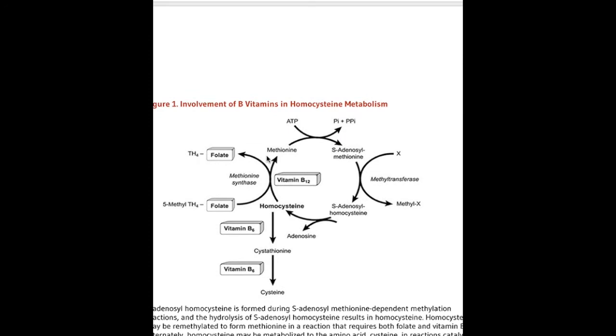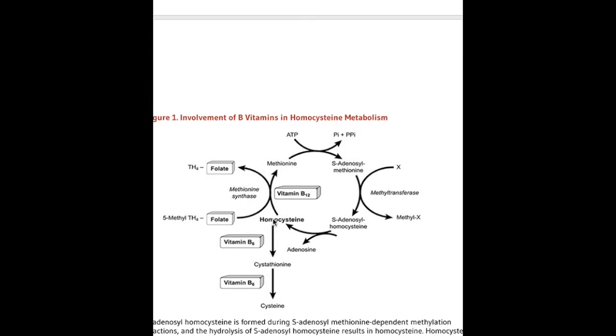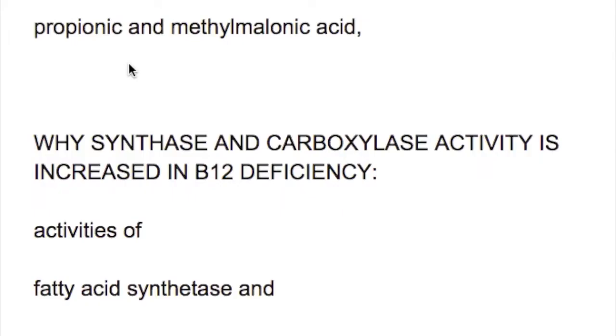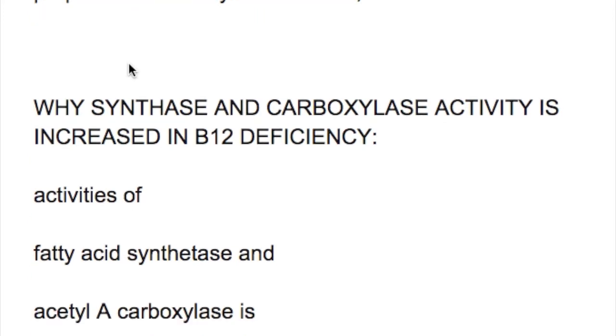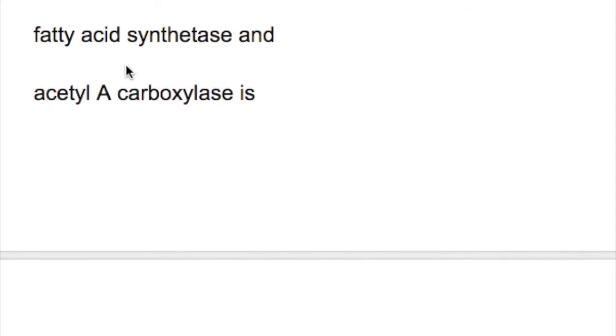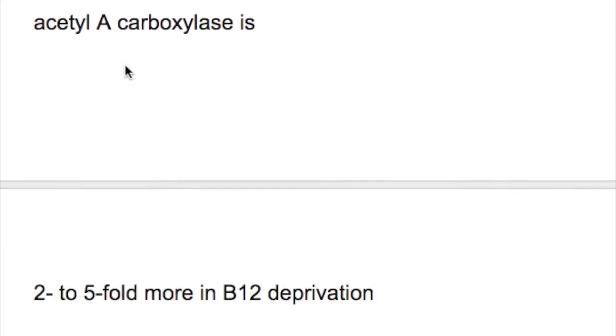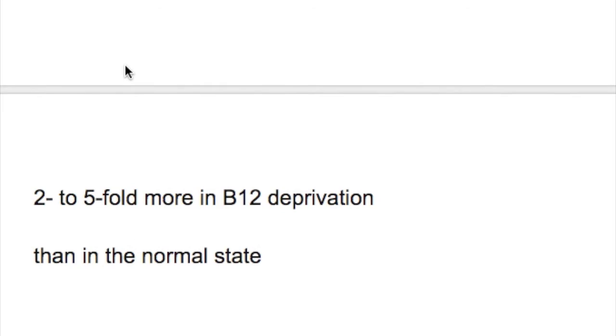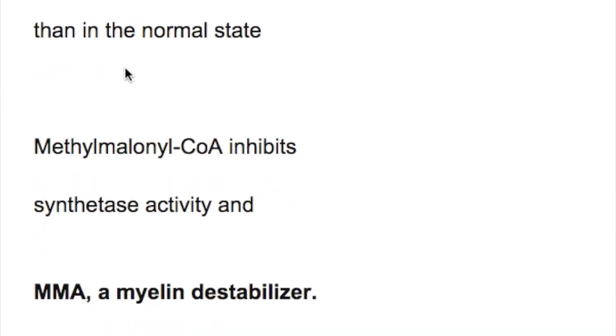In the metabolism of homocysteine, see that in homocystinuria, vitamin B6 pyridoxine is required at 2 steps to convert homocysteine to cysteine, and vitamin B12 is required to convert homocysteine to methionine. B12 deficiency is associated with an increase in propionic acid and methylmalonic acid. The activities of fatty acid synthetase and acetyl-CoA carboxylase are increased 2 to 5 fold in vitamin B12 deprivation.